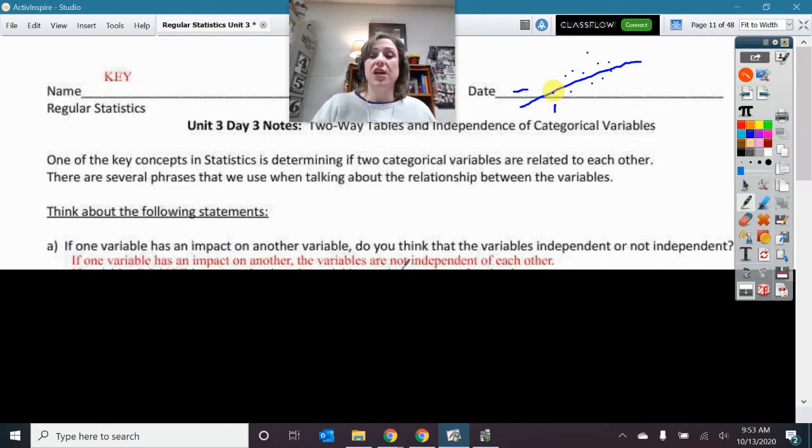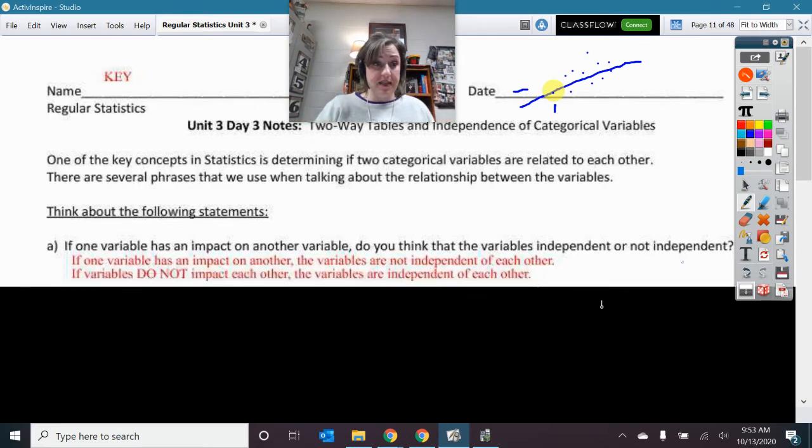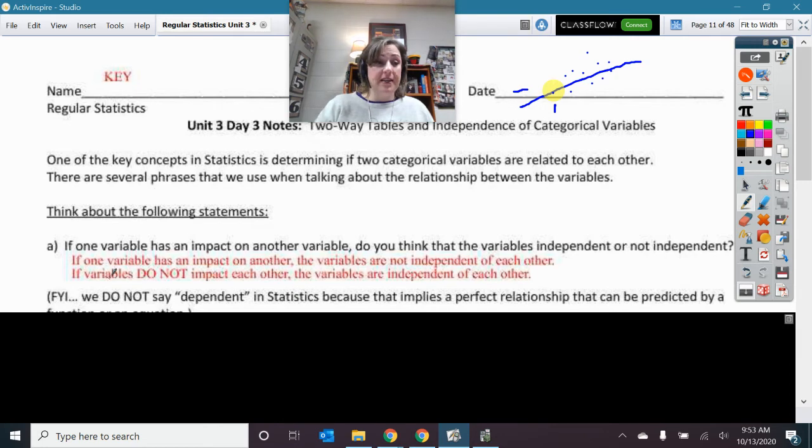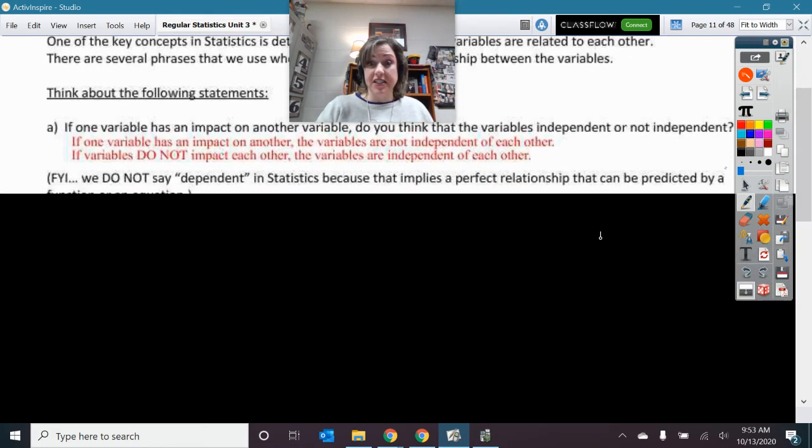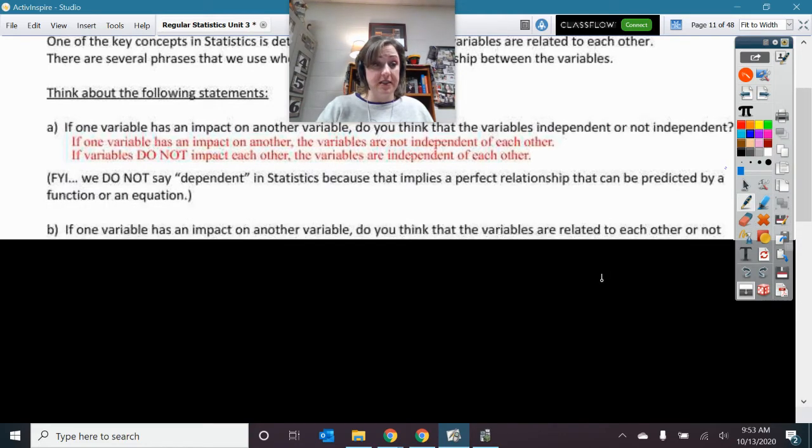All right. If one variable affects the other, then they are not independent of each other. They are related. Something is happening. If the variables do not impact each other, then they are independent. This one is not changing anything about the other one. They are independent. Again, we do not say dependent in statistics, for the reasons I just explained. No saying dependent.